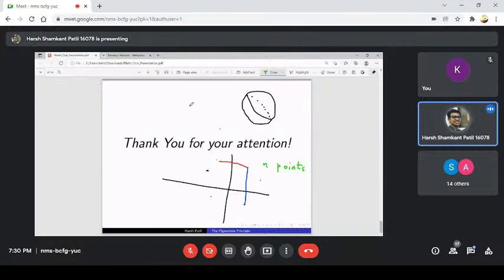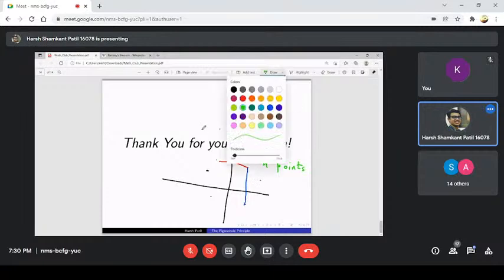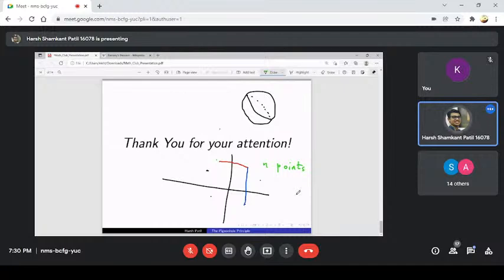colors, and okay, so let me use the 3rd color.